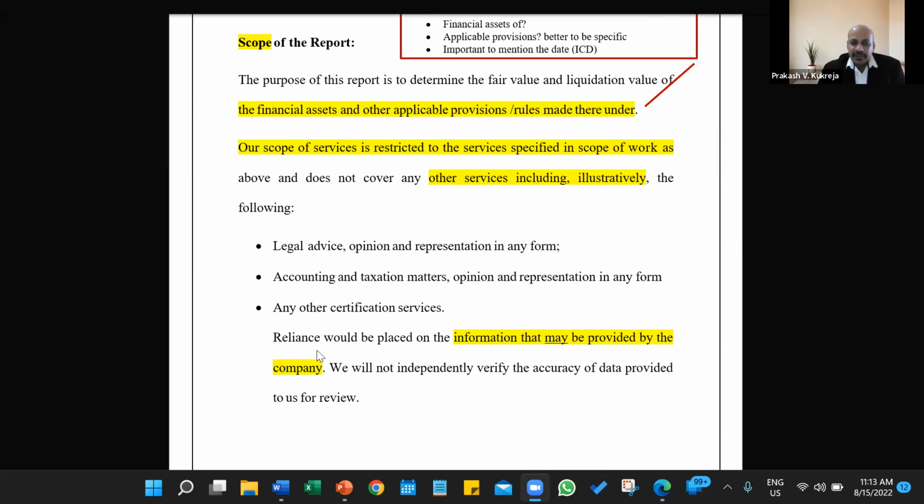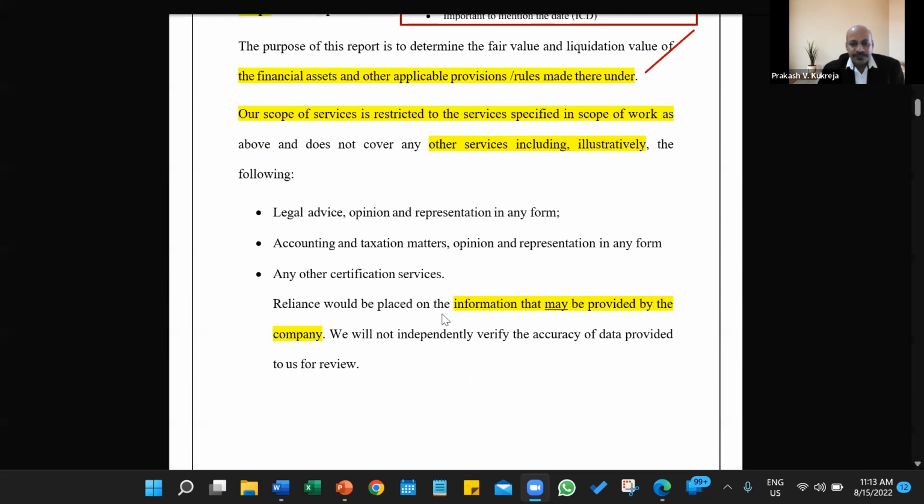And if you see here, reliance would be placed on the information that may be provided by the company. So this is again a very vague statement. So I think we should be very, very conscious and aware about these specific words which we are using in the report. And this will obviously be applicable to all of them, I mean, all the asset classes.